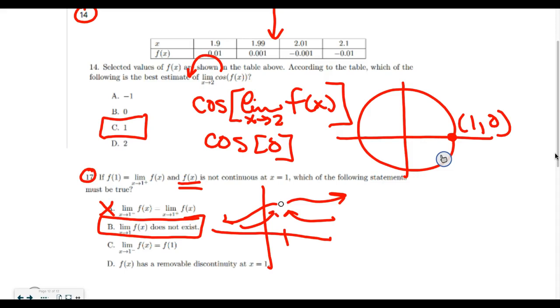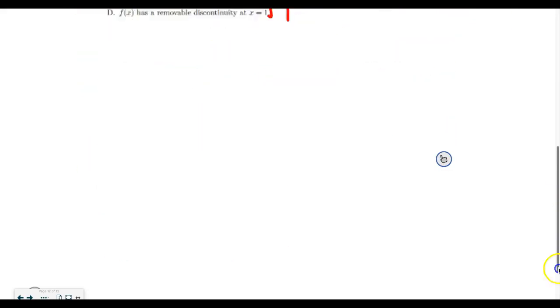So what that means is as I come in from the left-hand side, I can't be at the same as when I come in from the right-hand side because we don't have continuity at 1. So it should be B, and I believe that's my last one. Awesomeness, it is, right? There's nothing else here. So great, that's it for task number 3.